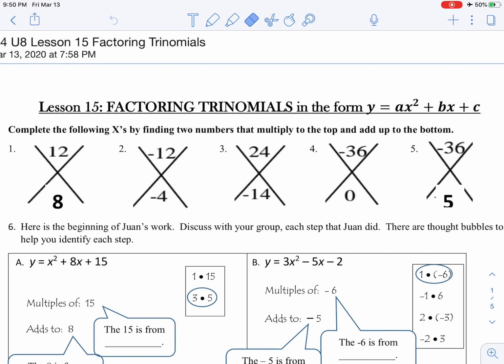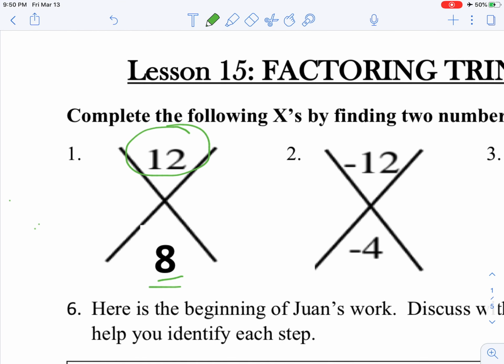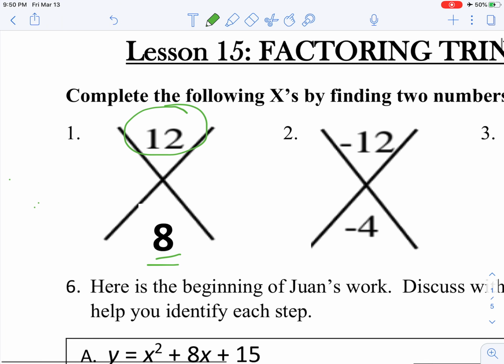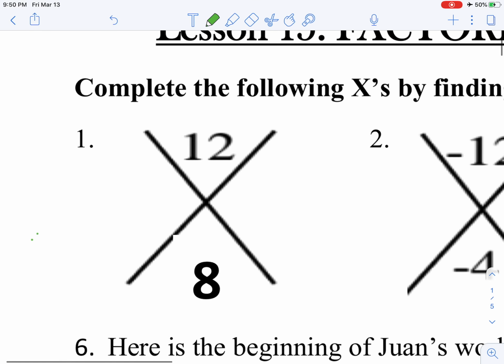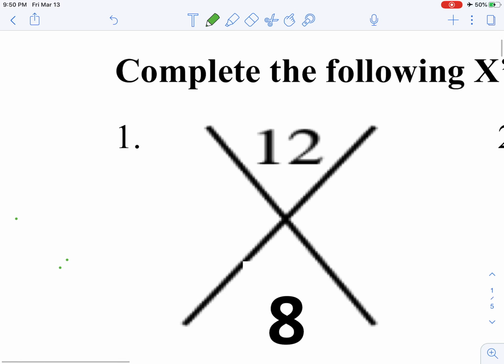So we need to find two numbers that when you multiply them get this number, but when you add them, they get this number. So those are called factors. So let's find the factors of 12. I'm just going to put it over here, maybe. Factors of 12.